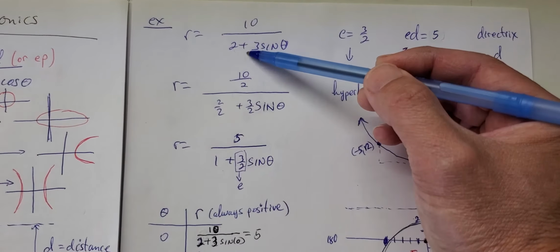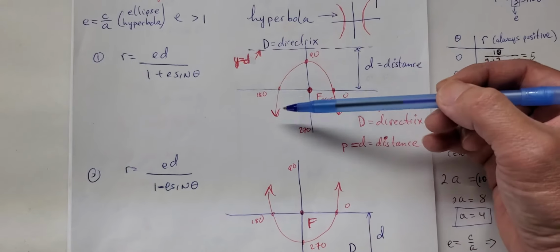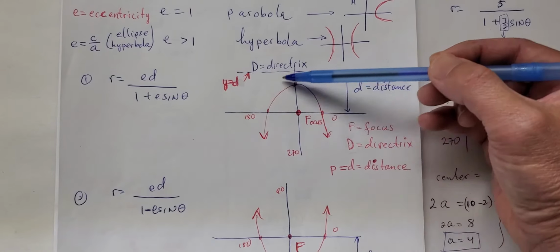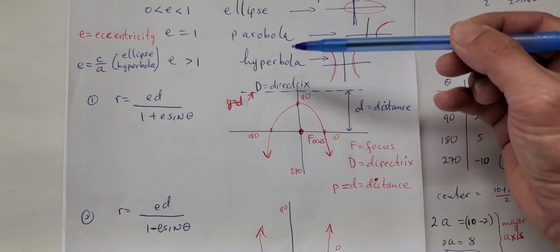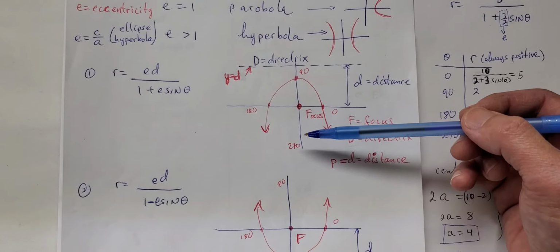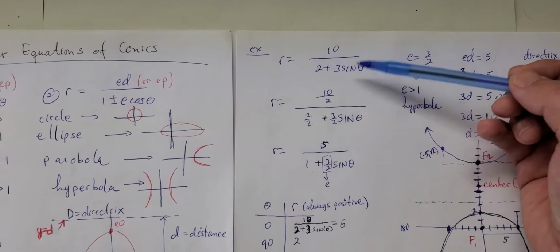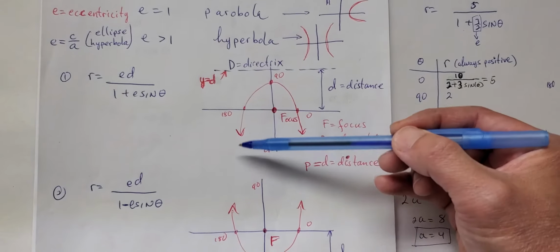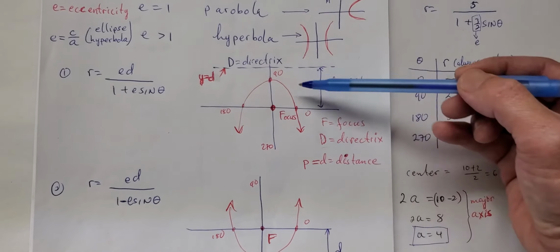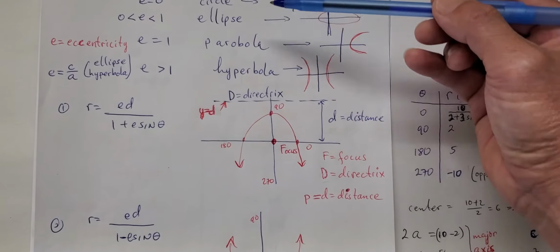And since this is a plus, face down, one of them will face down, and then you have the other on top. So this will be a vertical hyperbola. One more time, this is plus sine, so it's face down. One of them will face down, and since this is a hyperbola, the other will face up.